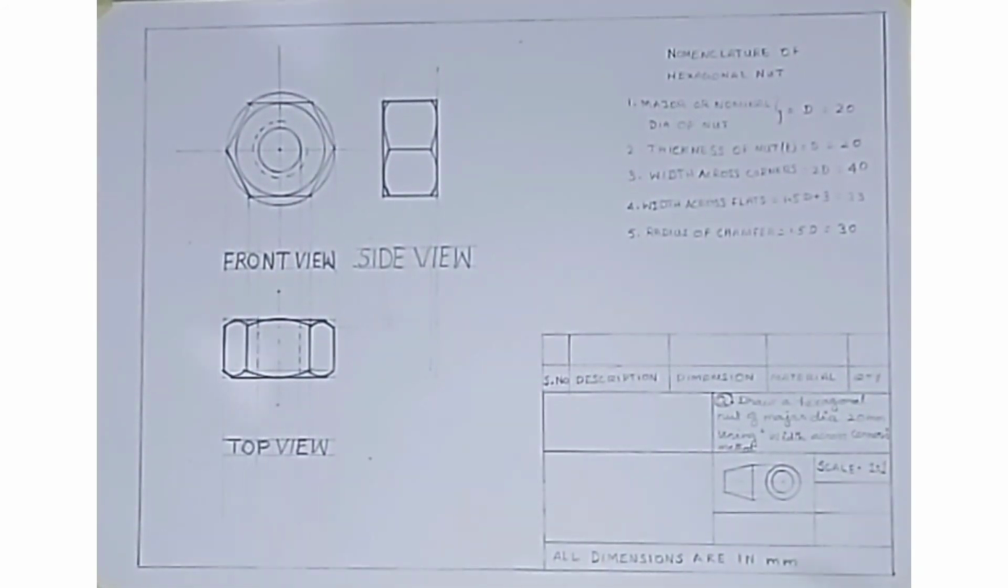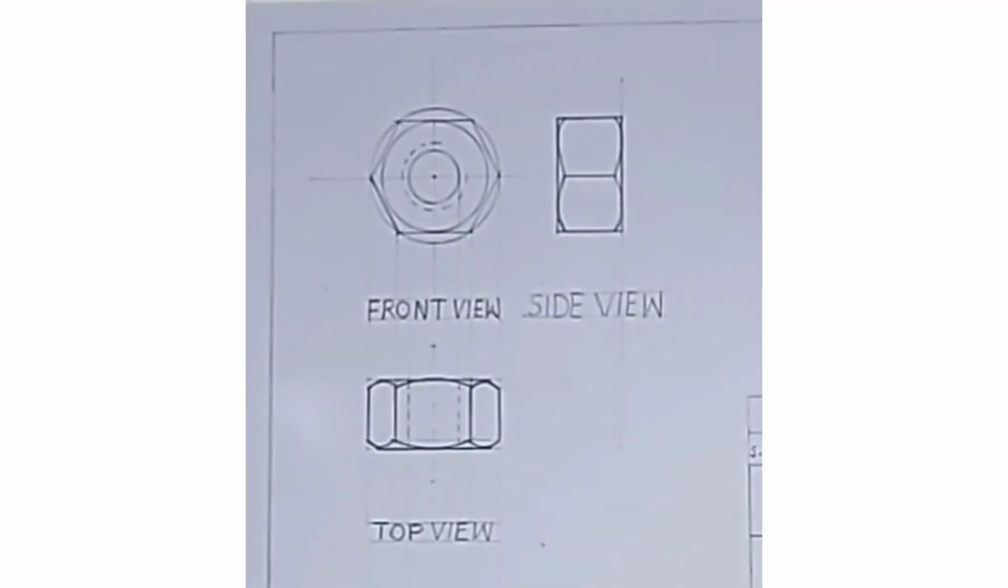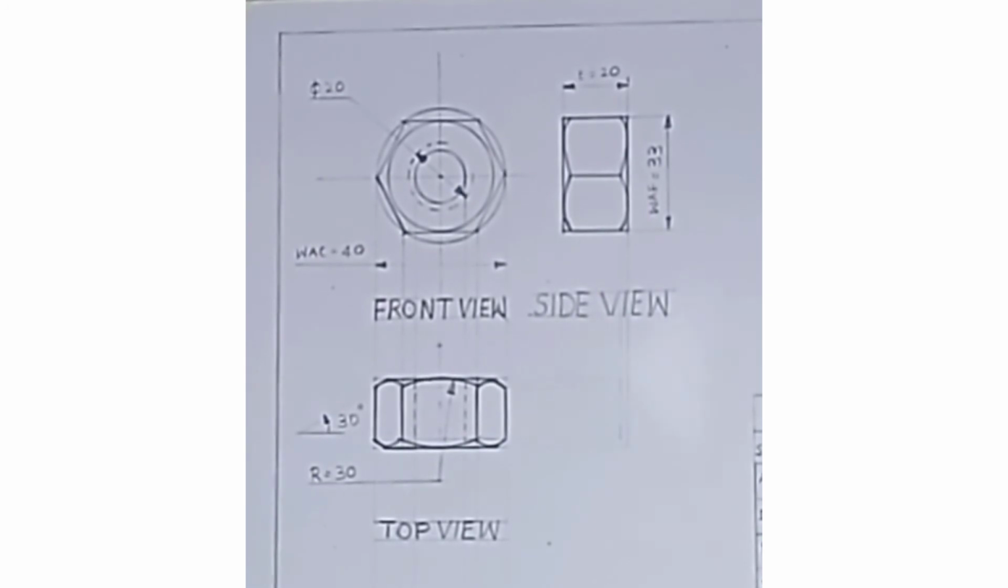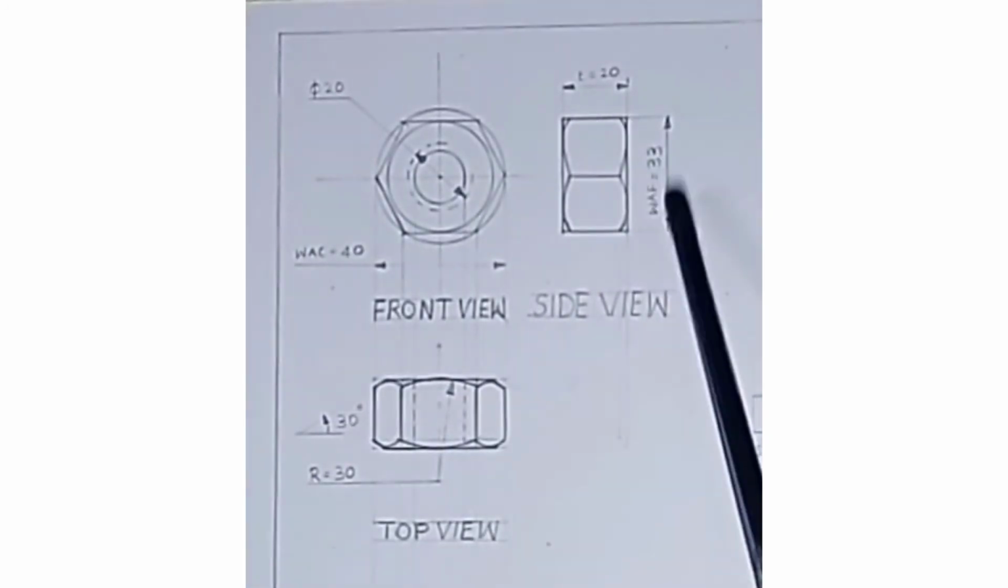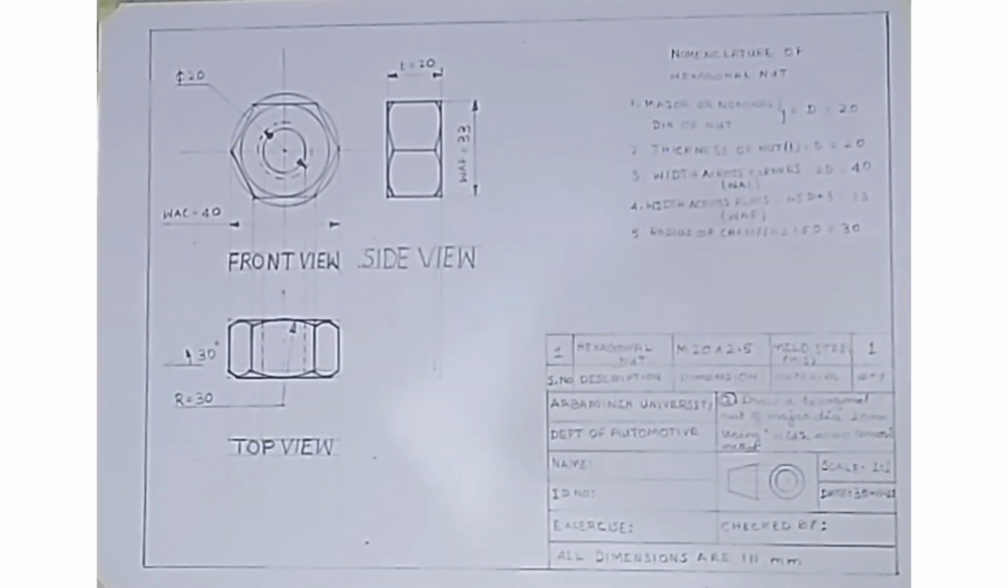We can dimension and fill these columns. We can complete the drawing. So now the dimensions are done. Dimensions, title block information are completed. Then the bill of material is also completed. So now the drawing is completed.